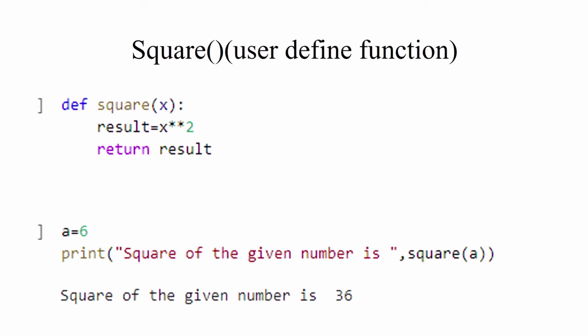For example, if we want to find the square of 6, then we print a message, square of the given number, and call the function and assign a to that. So the output will be square of the given number is 36. So the square of 6 is 36.